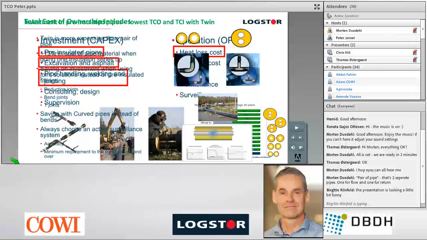So the message here is that the energy company must set the agenda themselves. It is not the installer who should decide what system to choose. It will actually be easier handling with the twin pipe system, as you only have half the amount of joints and you only have one pipe. So all in all, you actually have a 15% saving on installation cost when you do twin pipe compared to pair of pipe.